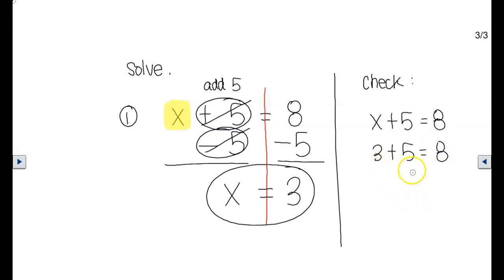What is 3 plus 5? Well, 3 plus 5 is 8. So I end up with 8 equals 8. That's true. 8 is equal to 8. So that checks, that balances. So x equals 3 would be the solution.